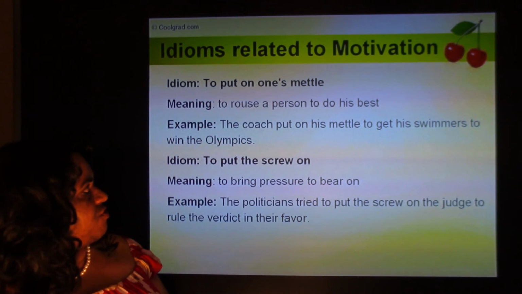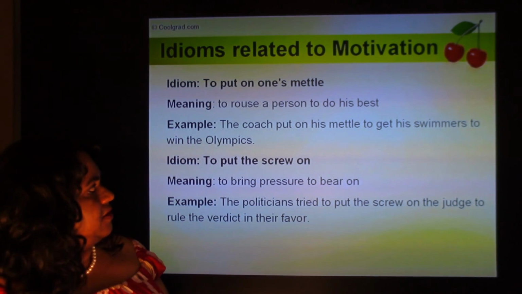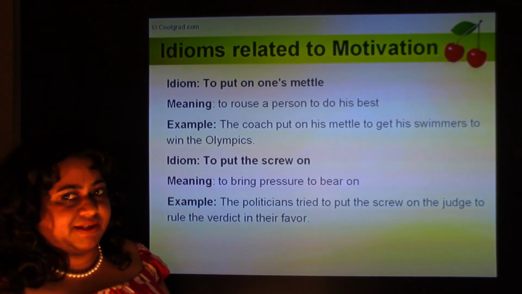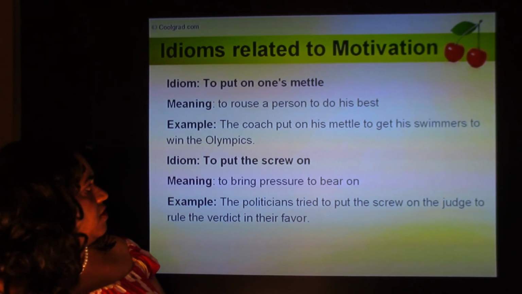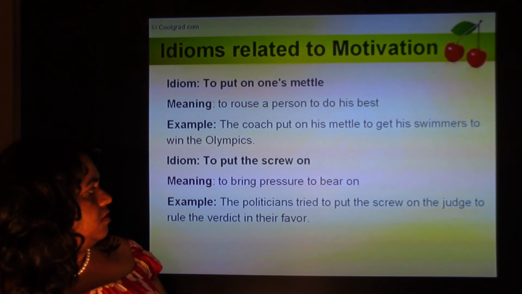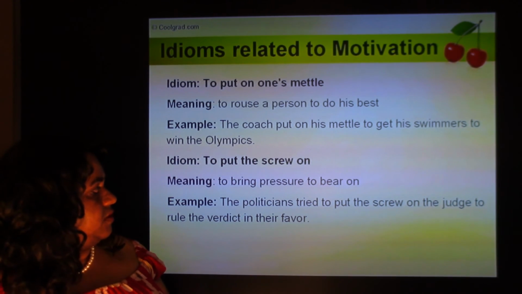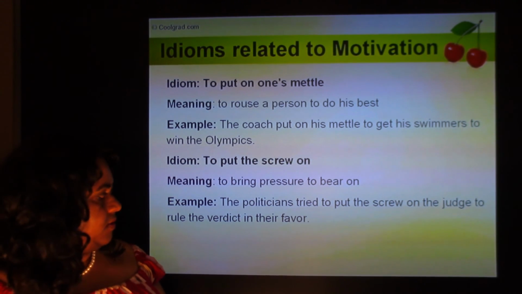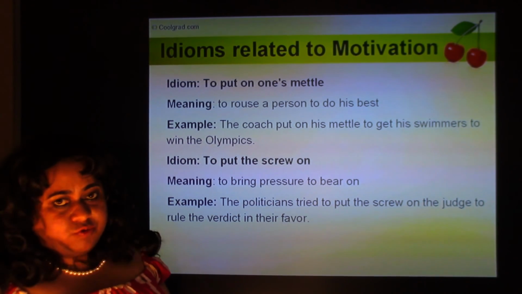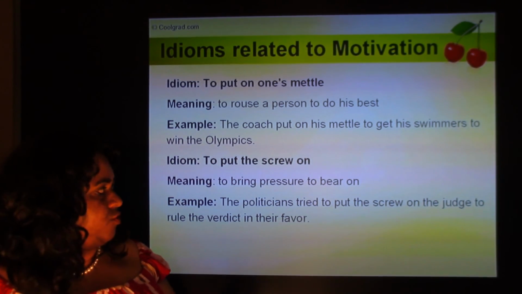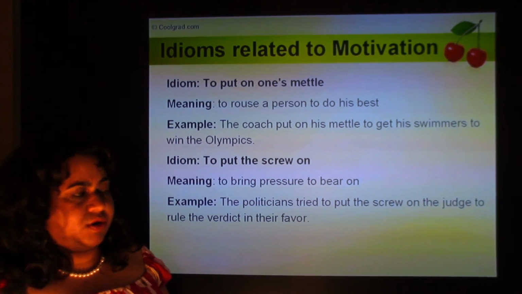Idioms related to motivation. To put on one's mettle means to rouse a person to do his best. The coach put on his mettle to get his swimmers to win the Olympics. To put the screw on means to bring pressure to bear on. The politicians tried to put the screw on the judge to rule the verdict in their favor. To put the screw on means just to bring pressure on someone.